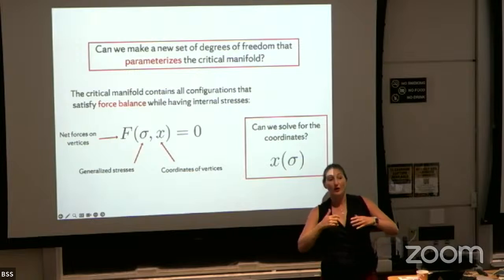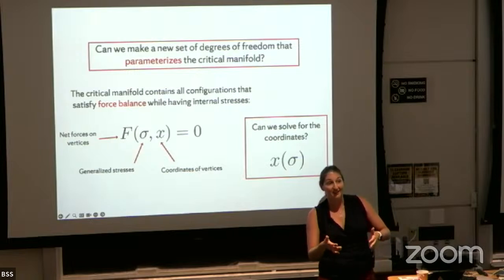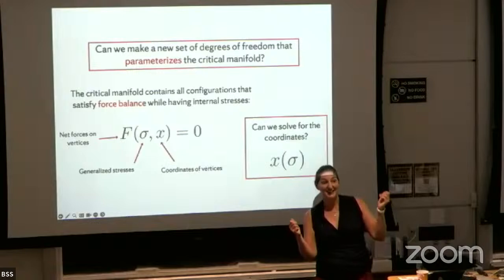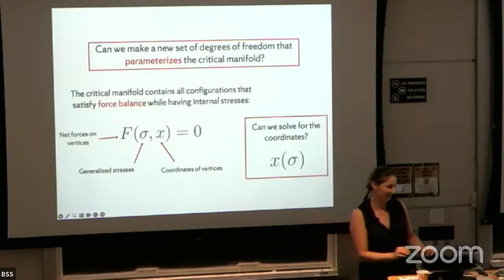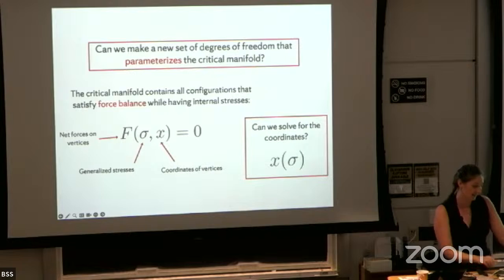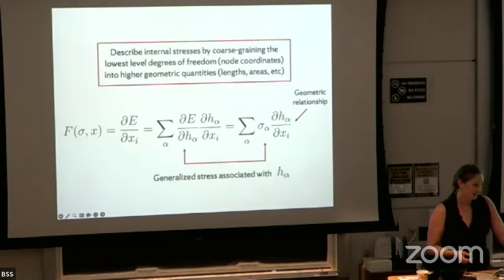Okay, so one way of thinking about what the critical manifold is, it's the exact point in the configuration space where I start to have a state of self-stress, but it has zero tension in it. There exists one, but it's in the limit, it has zero tension. Okay, that's the idea. So then we have to figure out, is there a way to parameterize this? And the answer is yes.